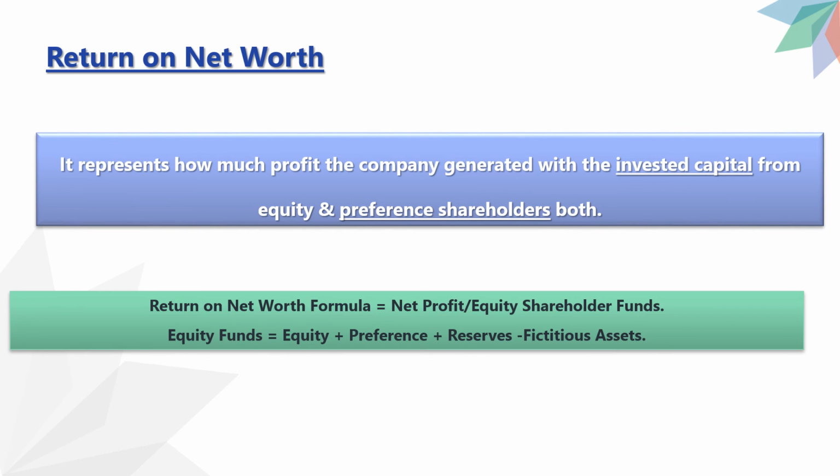Return on net worth. It represents how much profit the company generated with the invested capital from equity and preference shareholders both. Return on net worth formula equals net profit divided by equity shareholder funds. Equity funds equals equity plus preference plus reserves minus fictitious assets.